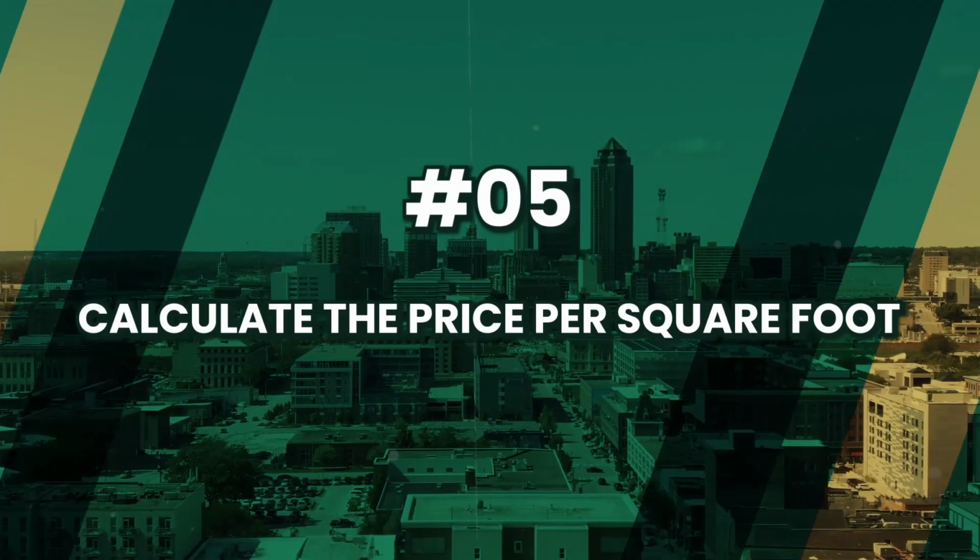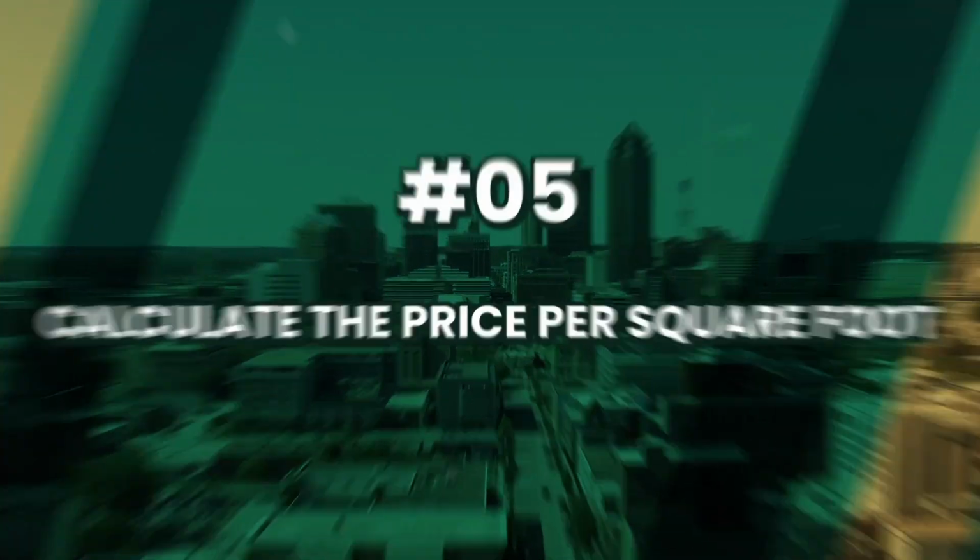Number 5, calculate the price per square foot. An important step in creating an accurate rental market analysis is calculating the price per square foot for the neighborhood. This step can be tricky because there are many variables that affect the average rent price. The comparable properties should be as close as possible to the property that you're considering. Does it have a pool? Is there a big backyard that's fenced in and great for pets?